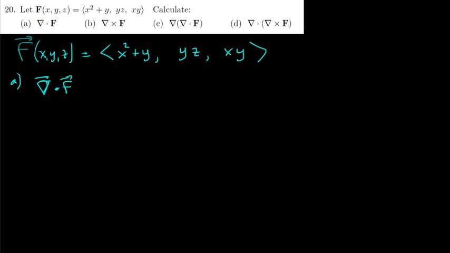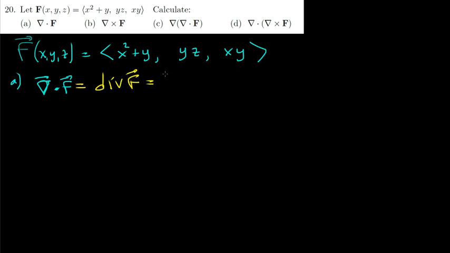Okay, so now we're given a vector field with three components. So this is a vector field in space. And part A, we just want to calculate del dot F, also known as the divergence of F.